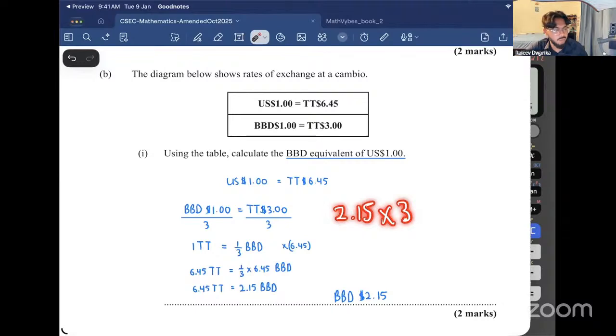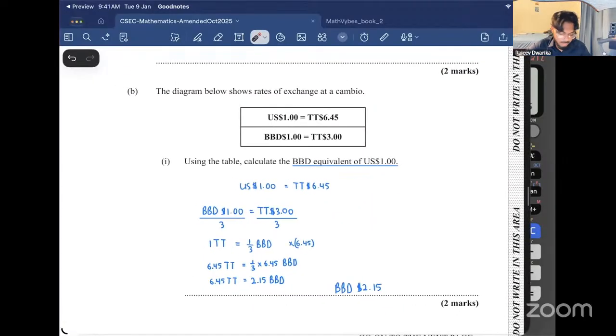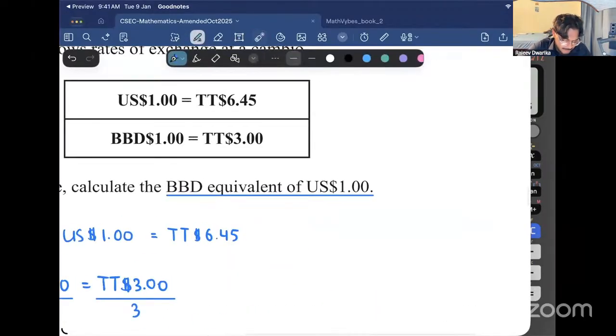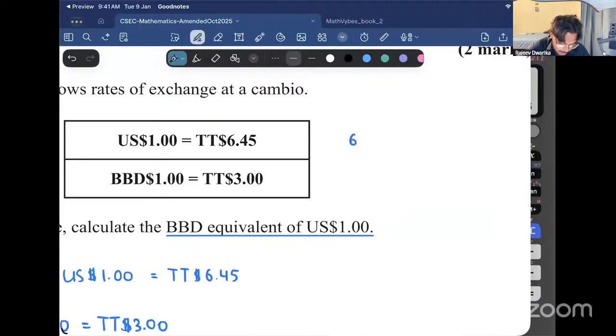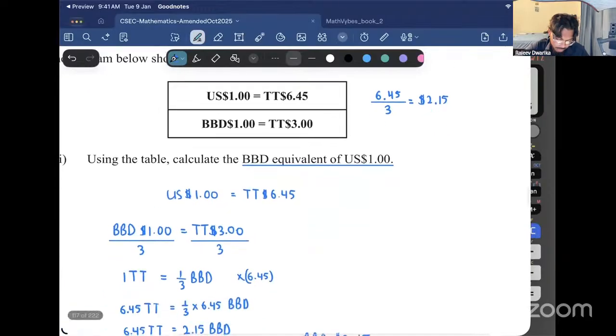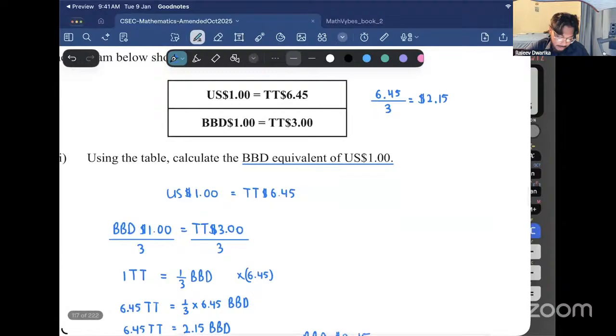You should get 6.45, which is 1 USD, US dollar. The easiest way to do this question would just be to get the answer one time, 6.45 over 3, and get the answer, which is $2.15. So you have to calculate TTs then.